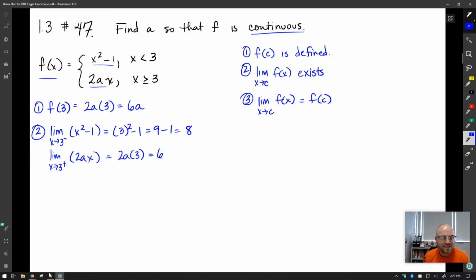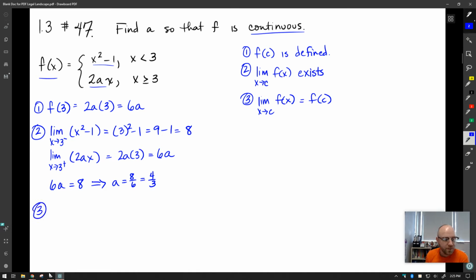And that's 6a. So in order for the two-sided limit to exist, both the left side and right side limit not only need to exist, but they need to be equal. We need 6a to be equal to 8. 6a equals 8. And if that's the case, then a is 8 over 6, or 4/3. So now both the left-hand and right-hand limits are equal when a is equal to 4/3.